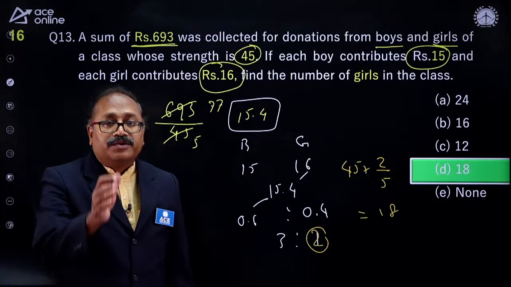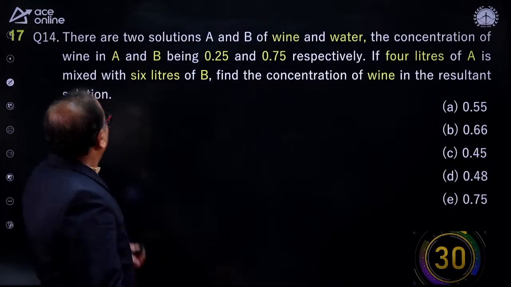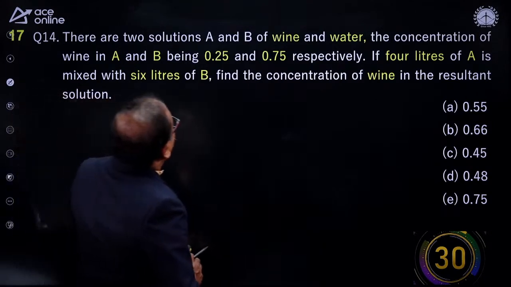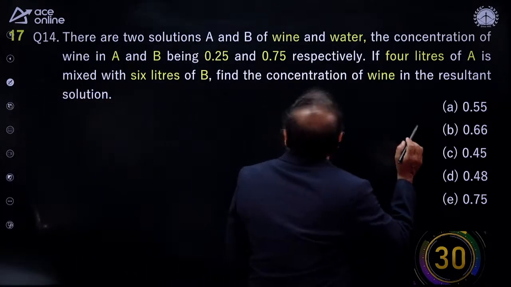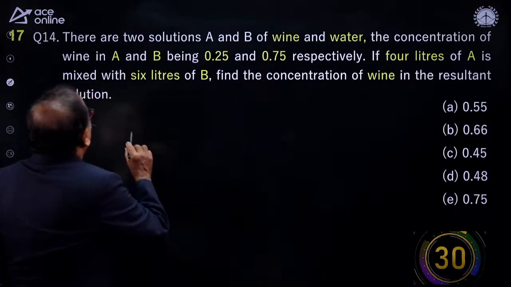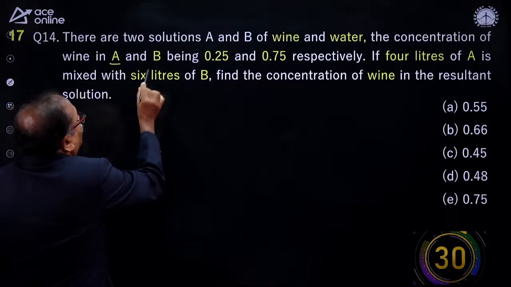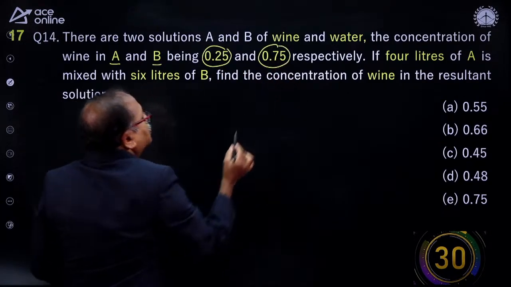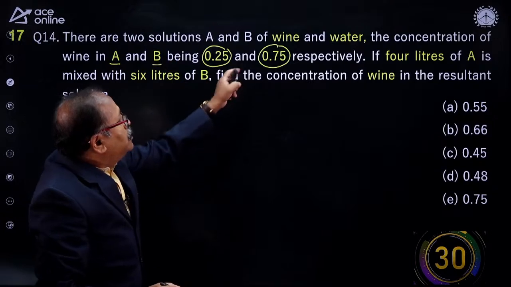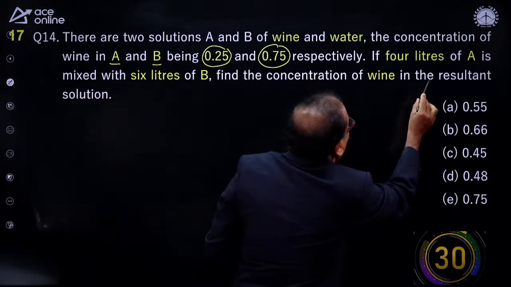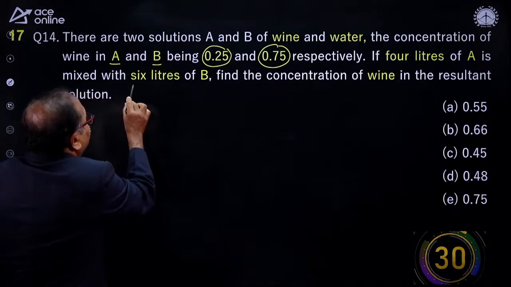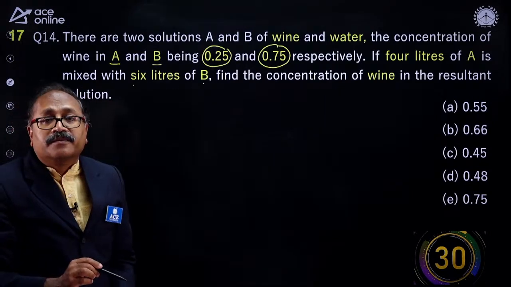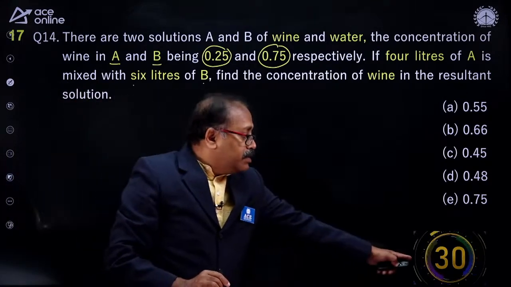Next question on the board. Get ready. There are two solutions A and B of wine and water. The concentration of wine in A and B is 0.25 and 0.75 respectively. Now, if 4 liters of A is mixed with 6 liters of B, then find the concentration of wine in the solution. We will learn it, or you will revise it.